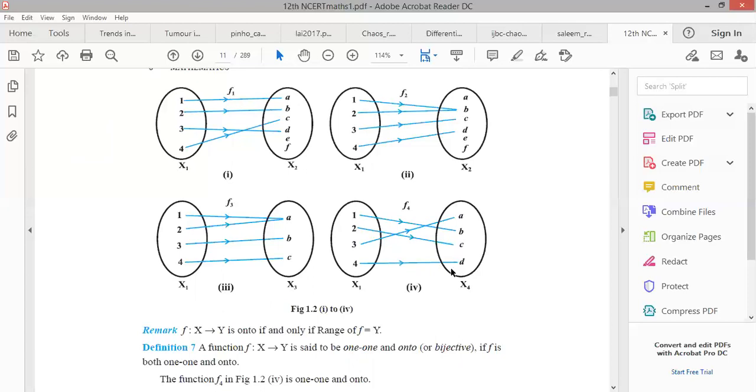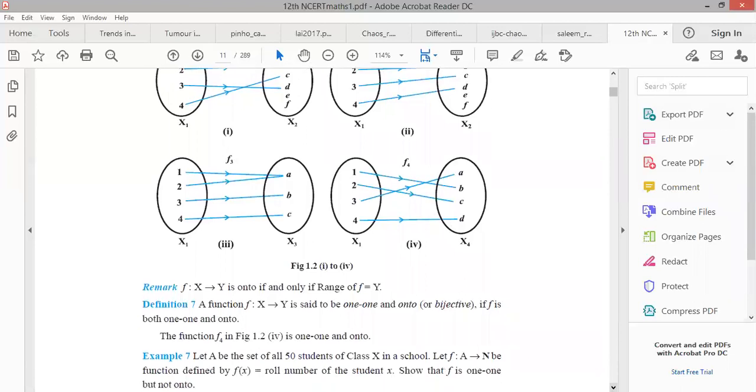It's injective and surjective. We will be defining one more special type of function, that is bijective function. What is that? A function is said to be bijective if it is both one-one and onto. Yes, this function f4 is one-one and onto. One more important point that's remarked here is that for a function to be onto, the range of f should be equal to Y. Y means codomain. That means the whole codomain set is the range of the onto function.